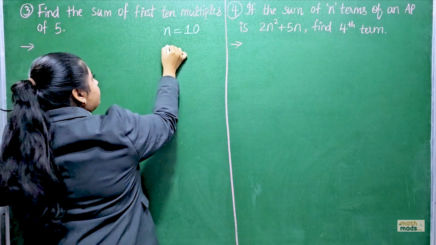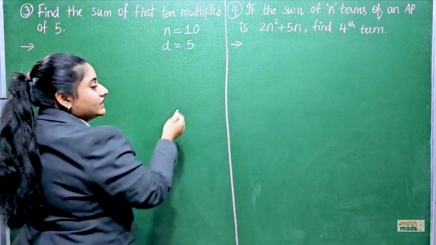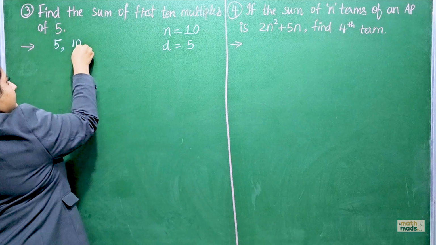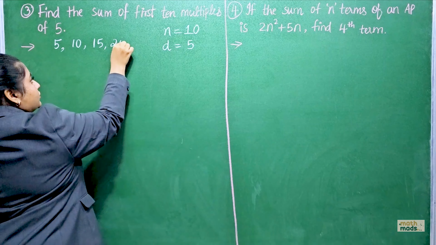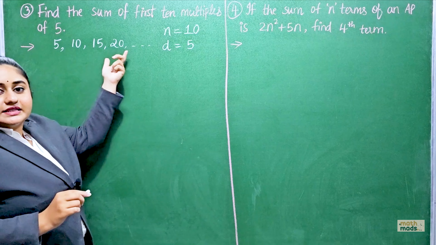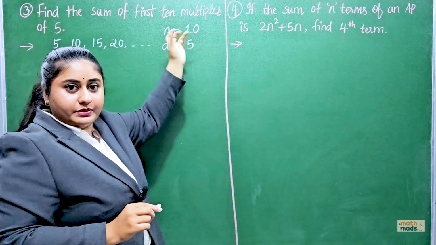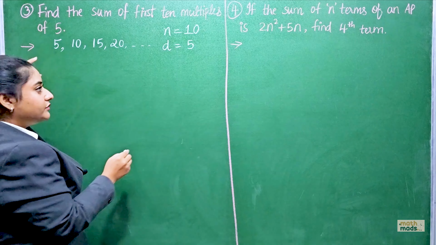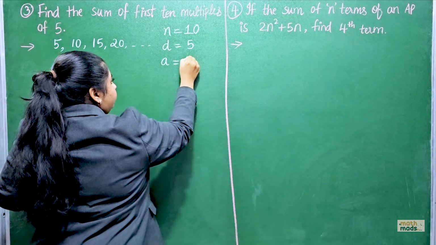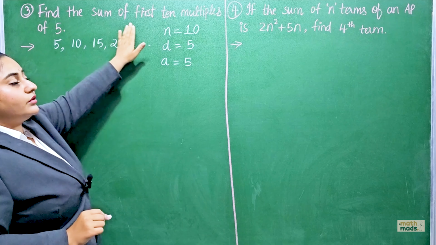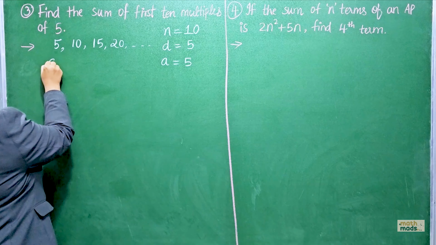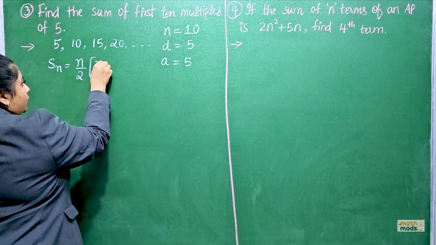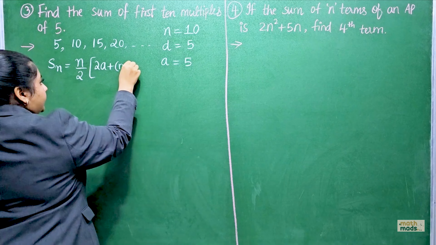That means the common difference will be 5. Because if you take the multiples of 5, how do they start? 5, then 5 2s are 10, then 15, 20 and so on. So you can observe that the common difference is 5. Whichever multiplication table they've given, just take that as the common difference. And that itself will be the first term also. So a will be equal to 5. I have to find the sum of first 10 multiples. So I am supposed to use Sn is equal to n by 2 into 2a plus n minus 1 into d.